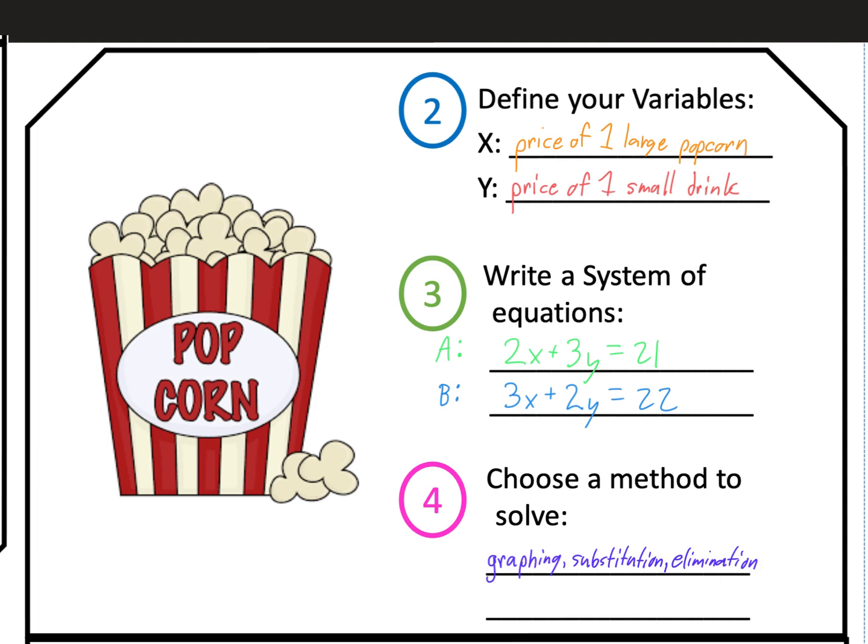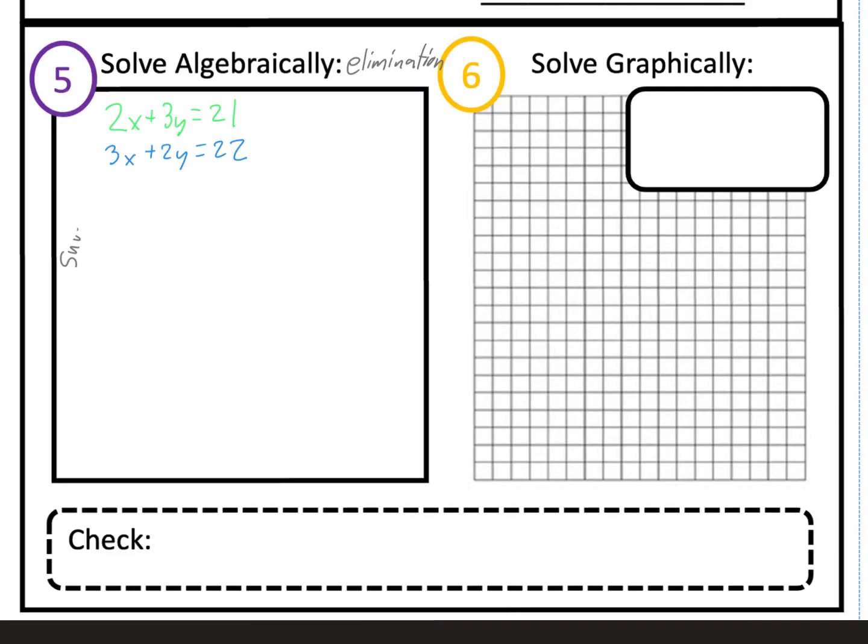Next, you will choose a method to solve. You can solve by graphing, substitution, or elimination. We are going to choose elimination because both of our equations are already in standard form. So ax plus by equals c. Now let's try solving algebraically.